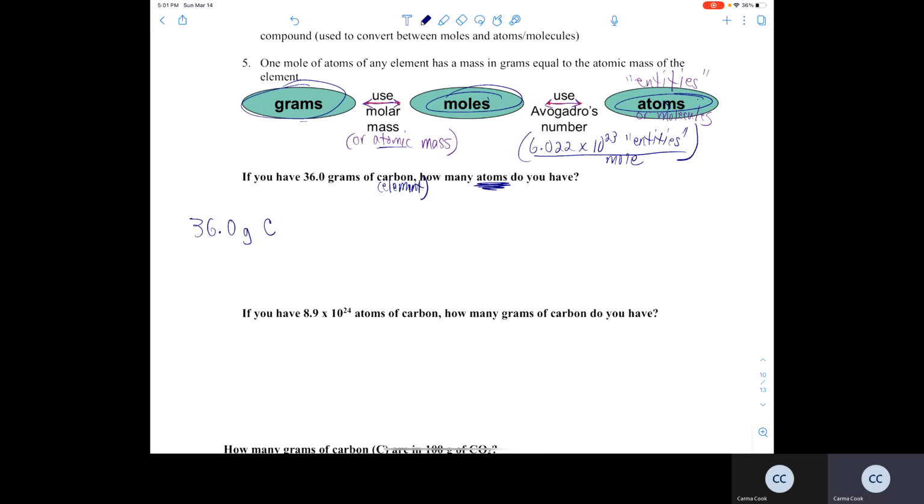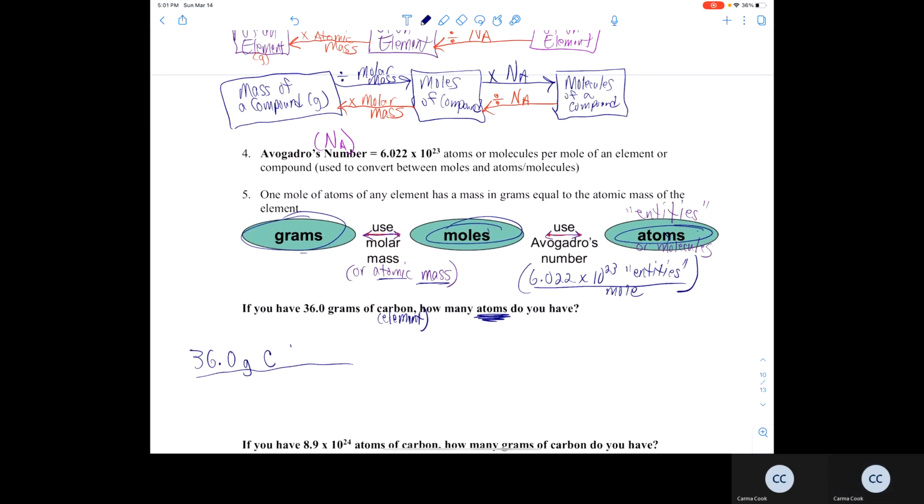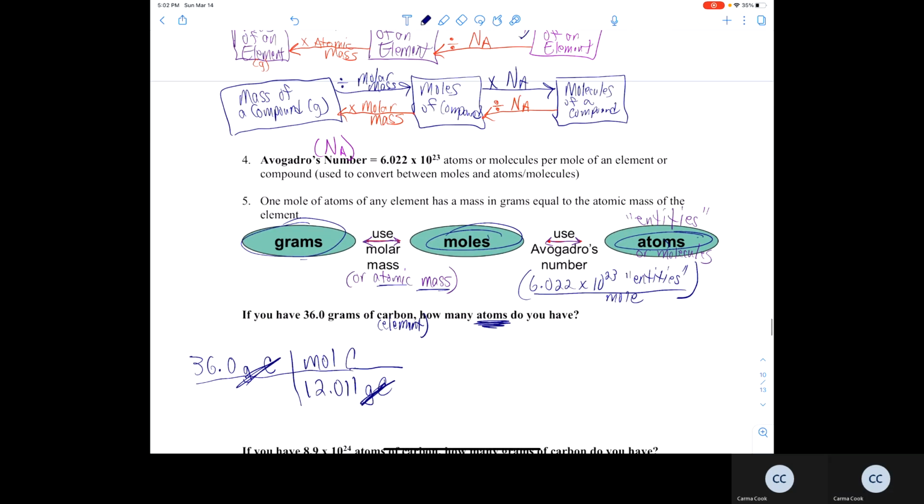We first have to use the atomic mass of carbon as a conversion factor and convert to moles of carbon by dividing by the atomic mass of carbon. So we're here on the flow chart. We know mass. We're going to first convert the mass to moles by dividing by the atomic mass of carbon, which is 12.011 grams of carbon per mole of carbon. The grams of carbon cancel. And the second step, we're going to take the moles of carbon and convert to atoms of carbon by multiplying by Avogadro's number. And our entity is atoms per mole. So now moles of carbon cancel.